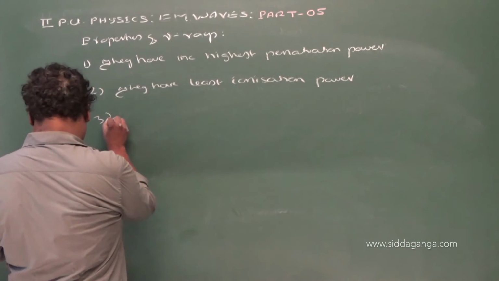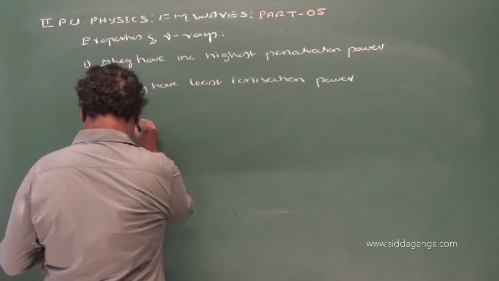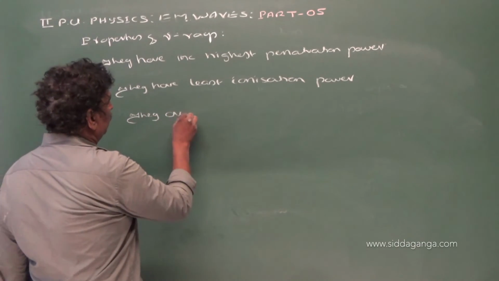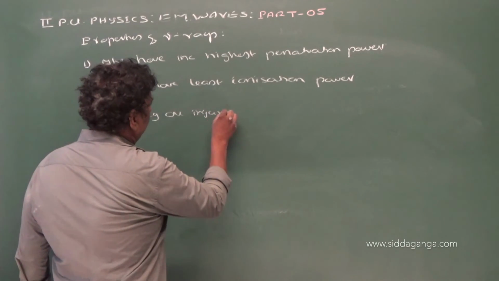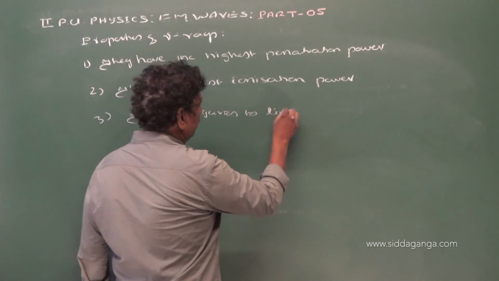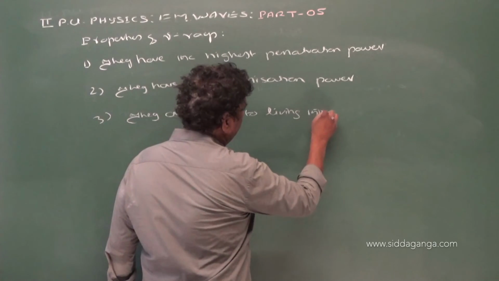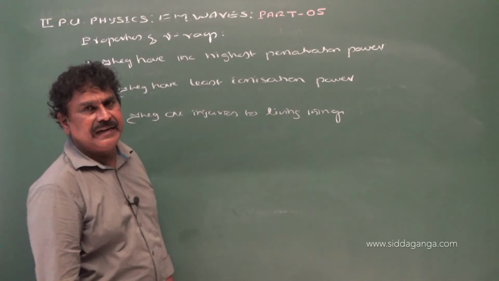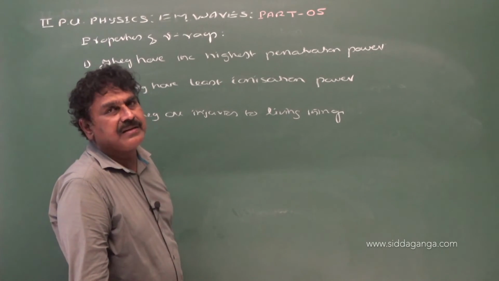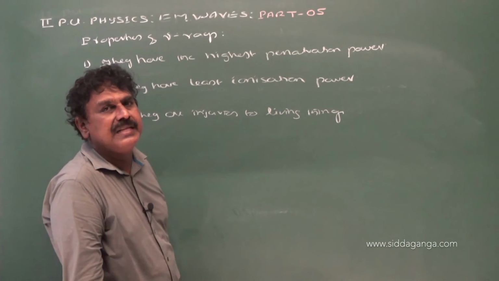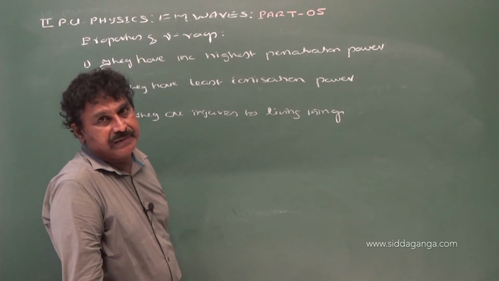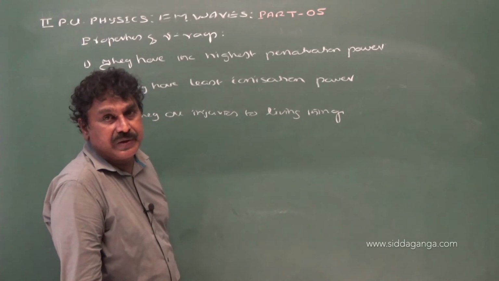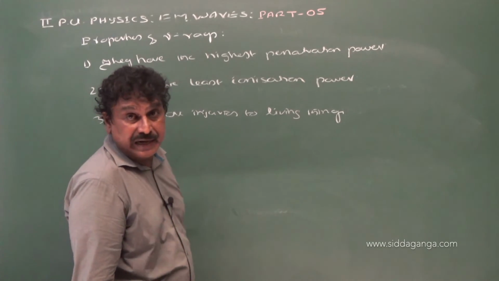Now the third one, they are injurious to living things. Again, just like X-ray, they can damage biological molecules, tissues and cells of an animal. Therefore, they cause injury. Therefore, it is dangerous to be exposed to gamma radiation.